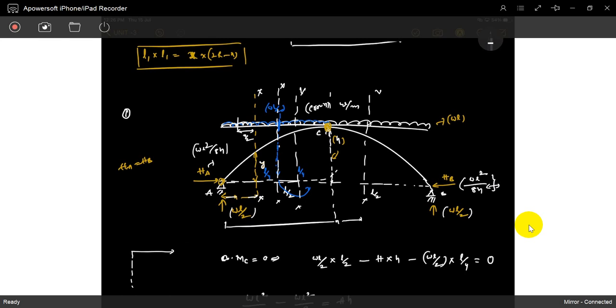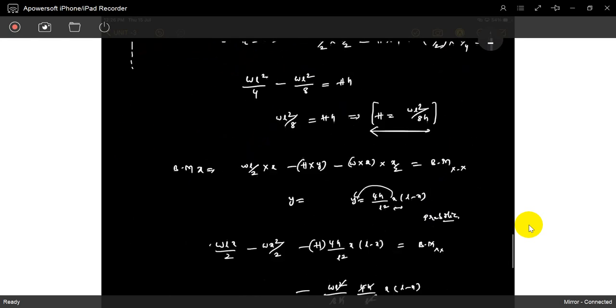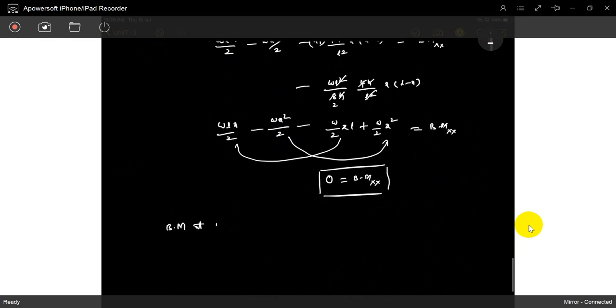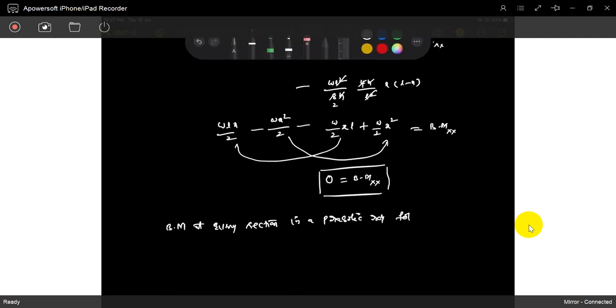Can you imagine? See, the bending moment arising due to vertical reactions is exactly compensated by the bending moment arising from horizontal loading. Then in the total span, everywhere the bending moment is zero. That is a beautiful, beautiful line. Bending moment at every section in a parabolic arch, not for any loading, for uniformly distributed load applied throughout the span, is zero.